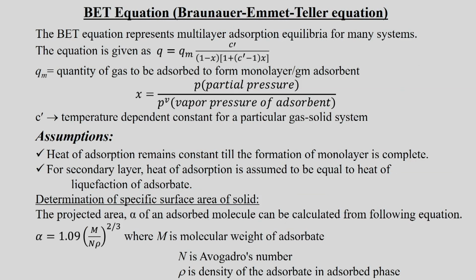And then we learned about the BET isotherm, the multilayer adsorption, where Q is equal to Qm into C prime by (1 minus x) into (1 plus (C prime minus 1) into x), where x is equal to P by Pv, the partial pressure by vapor pressure. There we assumed that the heat of adsorption remains constant till the formation of the monolayer is complete, and then for the secondary layers the heat of adsorption is assumed equal to the heat of liquefaction of the adsorbate.